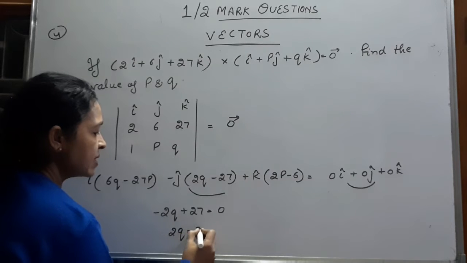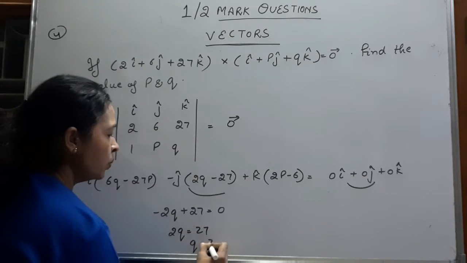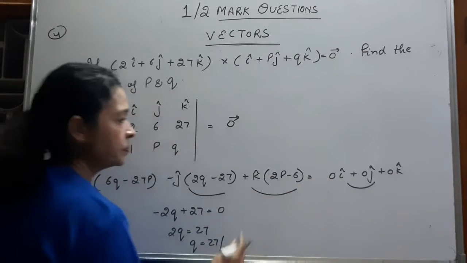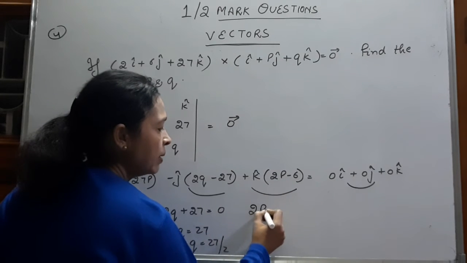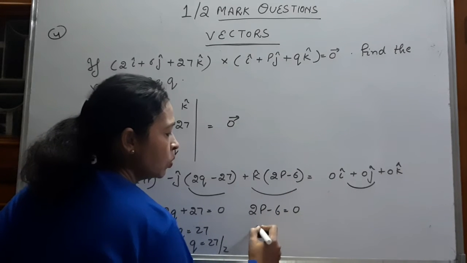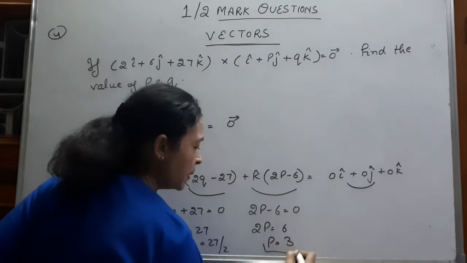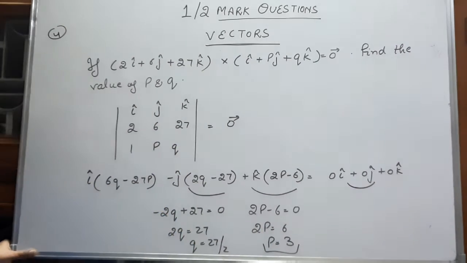2q equals 27, and what is the value of q? q is 27 by 2. On taking this, 2p minus 6 equals 0, so 2p equals 6 and the value of p is 3. We have p as 3 and q as 27 by 2.